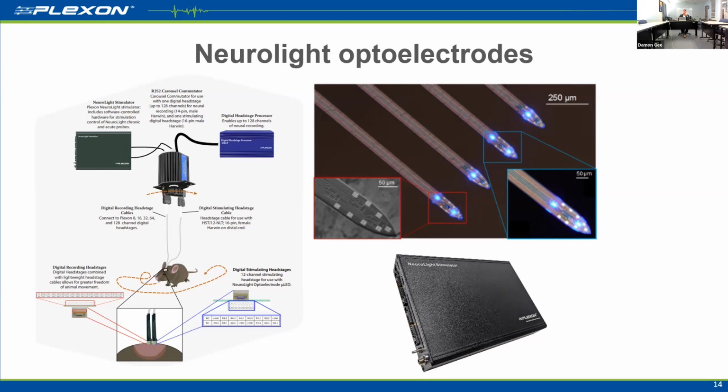And as you see, we have one of our dedicated types of commutators to support the Neurolight stimulator and the dedicated stimulating head stage that controls these micro LEDs. Rather than going into a lot of the detail here, we have a multi-part webinar series available on our website that we did a little while back. If additional details about the use of this Neurolight technology are of interest, I would encourage you to look that up. And of course, reach out to us with any questions as well.